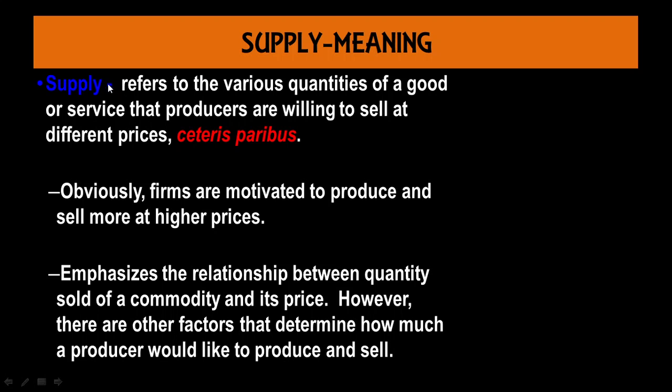Supply simply refers to the various quantities of a commodity or good or service. It could be a commodity, एक कोई product हो सकता है या service हो सकता है. So supply refers to various quantities of a good or service that producers or sellers are willing to sell at different prices. At different prices, what quantity the producers are willing to sell, that is supply.